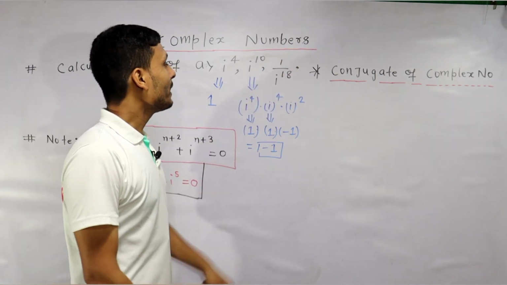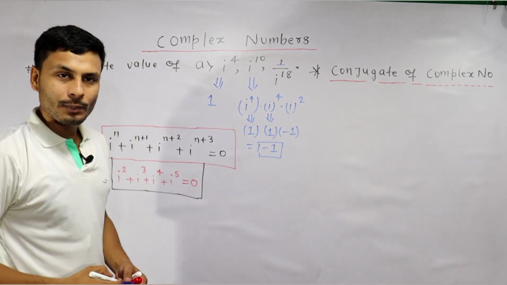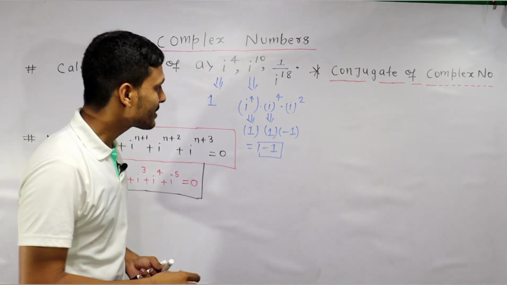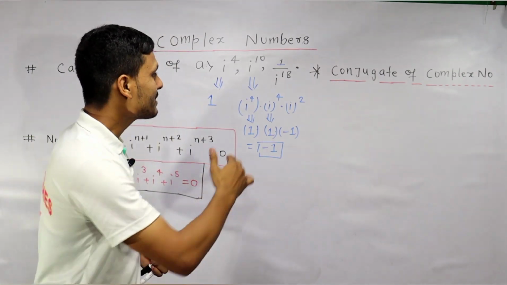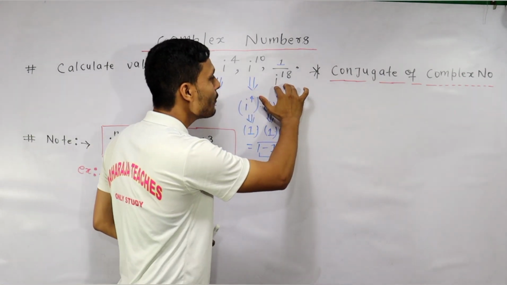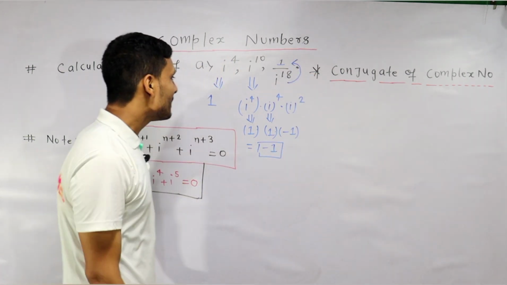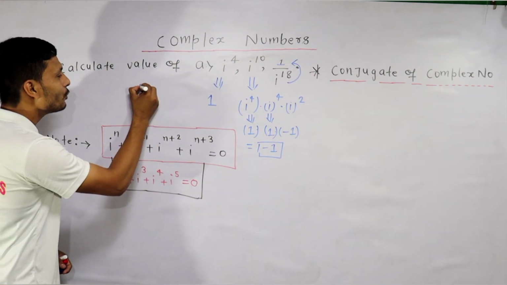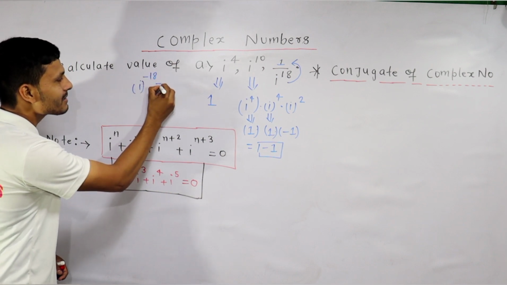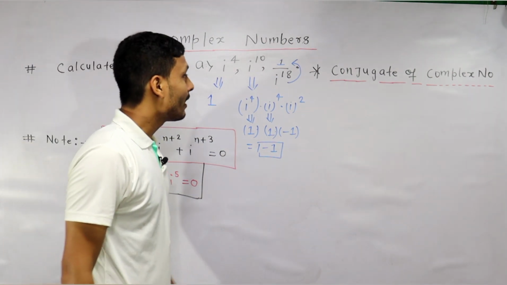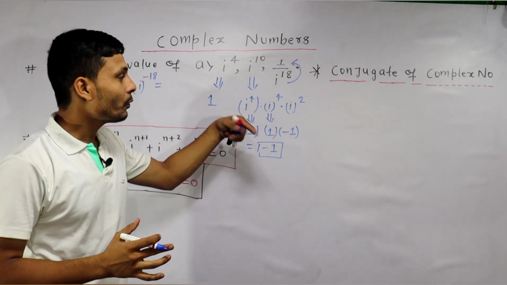Thereafter, the value of 1 by i to the power 18. First we have to reverse this i to the power 18. That means the denominator moves out into the numerator, so it becomes i to the power minus 18. Or either we can solve i to the power 18 first and thereafter break it down.